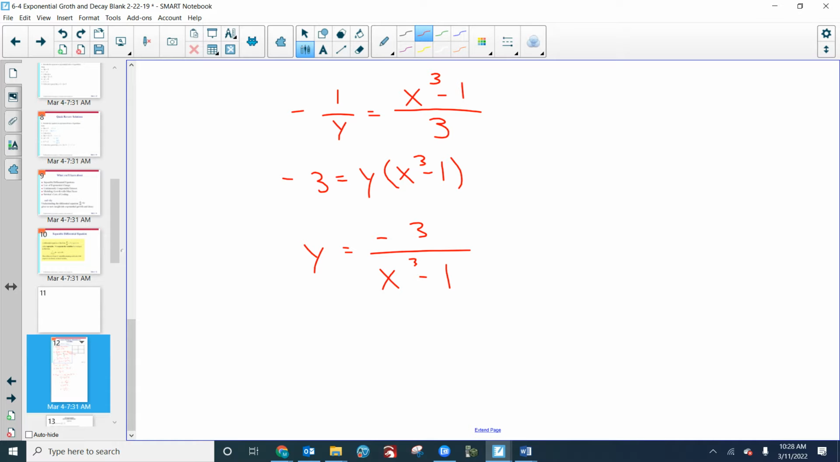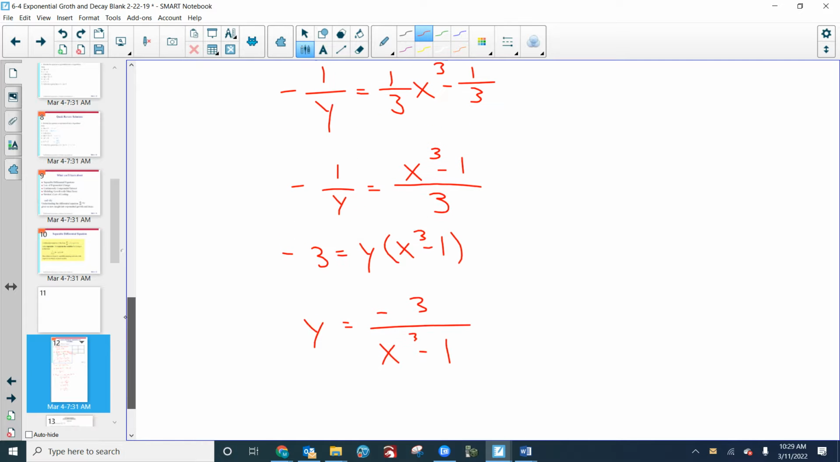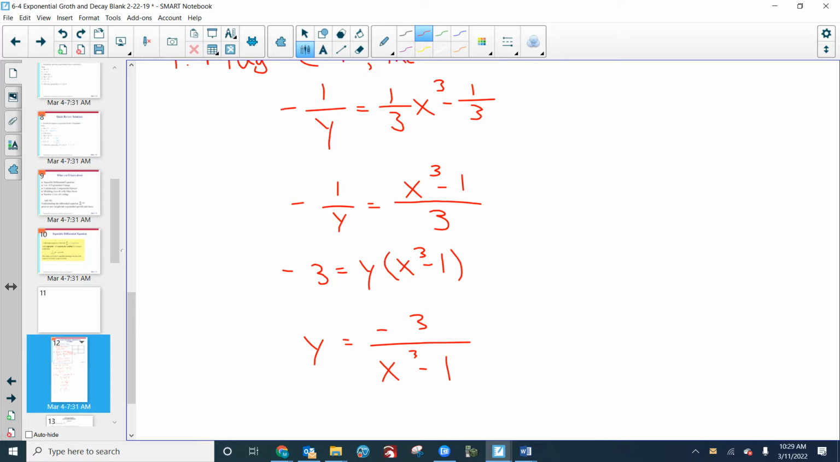Did you get negative 3 over x cubed minus 1? I could have messed up. You guys get some stuff with a lot of 1/3s in it? All right, what'd you get? We can make it look like this. It's just a beautification project. Oh, geez, you guys are so nervous about your algebra. Are you being a little algebra sensitive here?